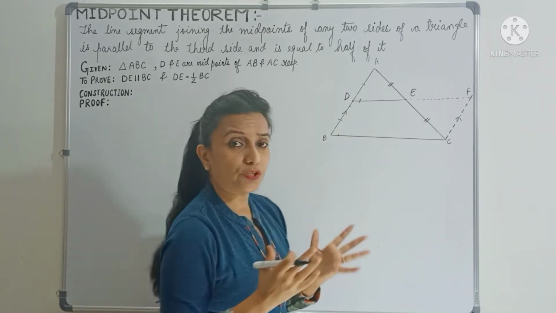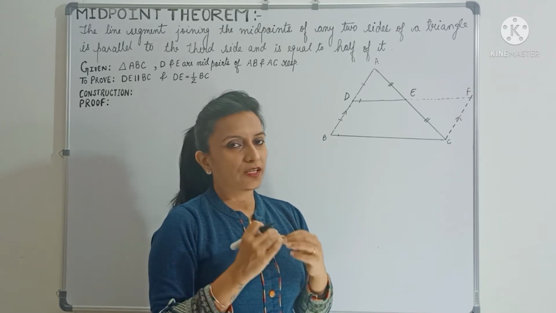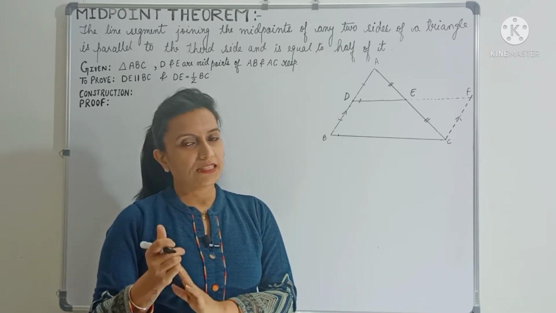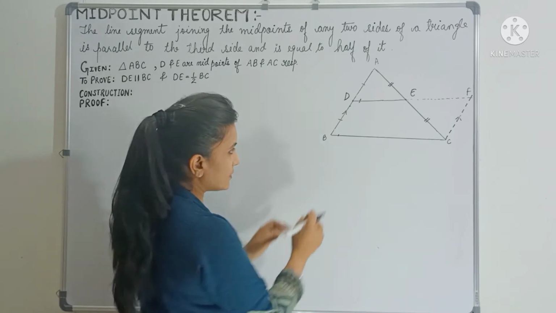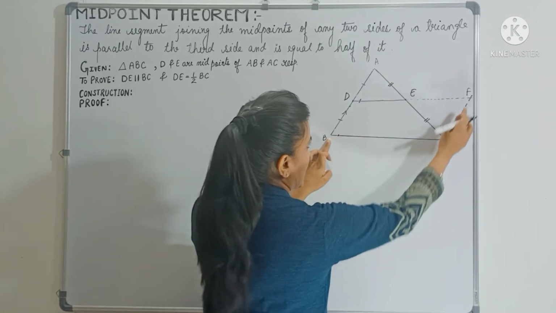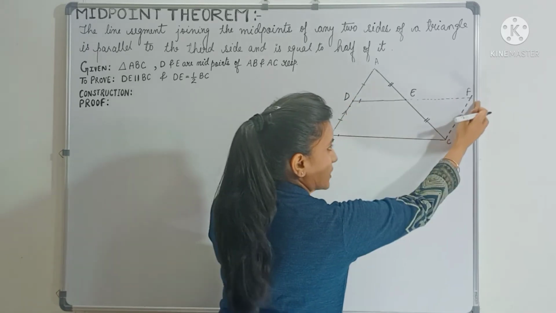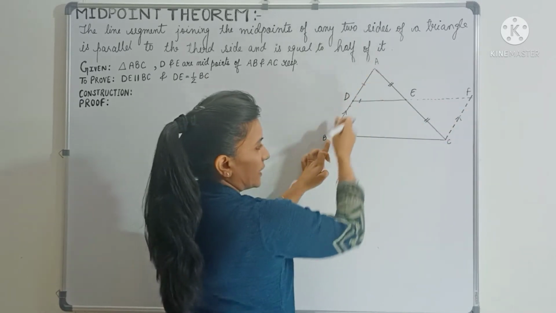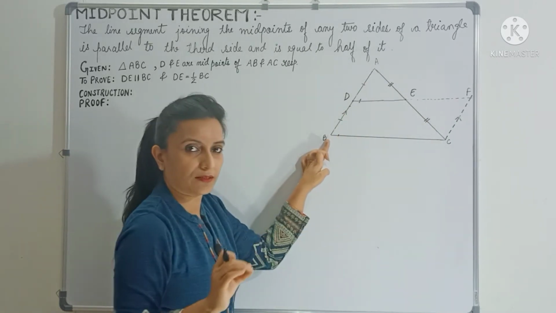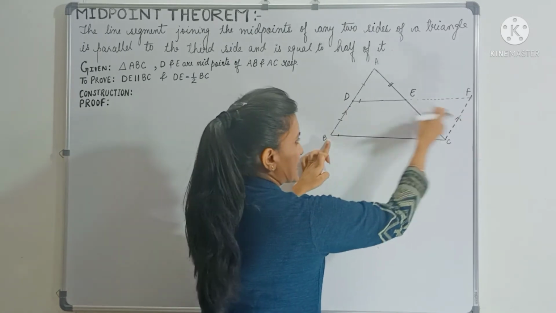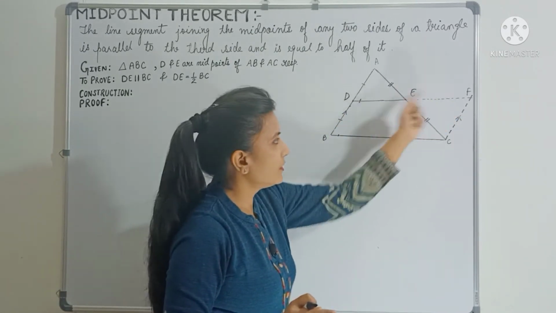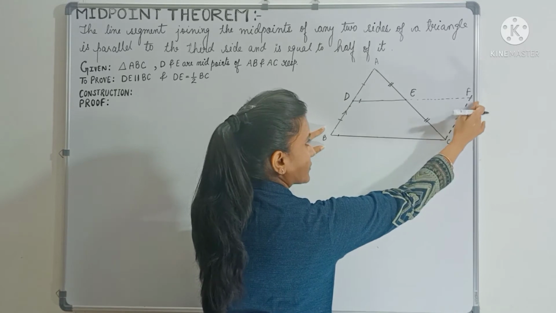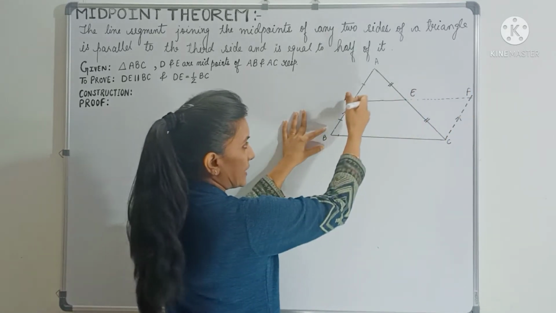Now how do we show that a quadrilateral is a parallelogram? If you show that one pair of opposite sides are equal and parallel, then it becomes a parallelogram. So here in quadrilateral BCFD, BD is parallel to CF, because we already constructed it: we drew CF parallel to BA. So these two opposite sides are already parallel. Now if I show that these two sides are equal to each other, then this will be a parallelogram. Now how do we show that BD is equal to CF?